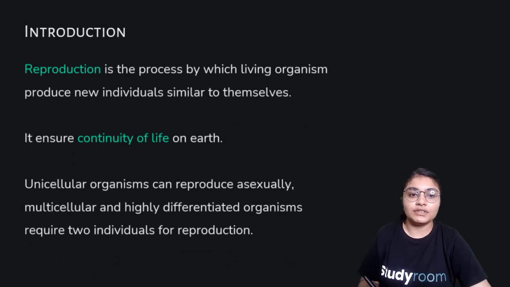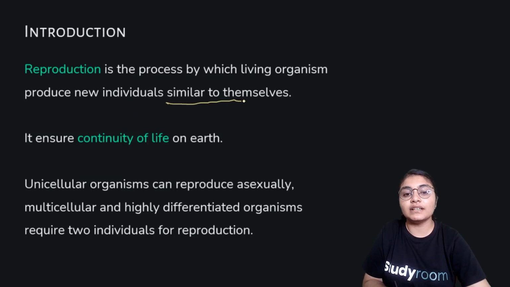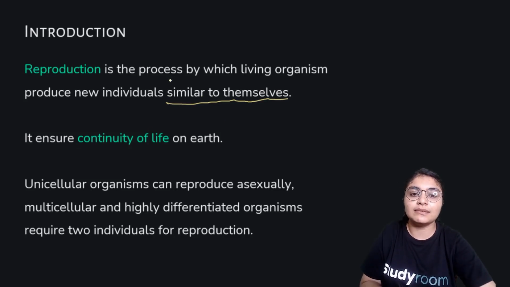Reproduction. What is reproduction? Reproduction is the process by which living organisms produce new individuals similar to themselves. So they are similar, okay, but they are not exactly identical. They are very similar, and many times in different kinds of reproduction, there are identical offsprings as well, but we can say that they are similar to each other. And why do we reproduce?